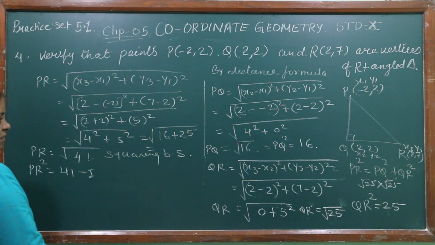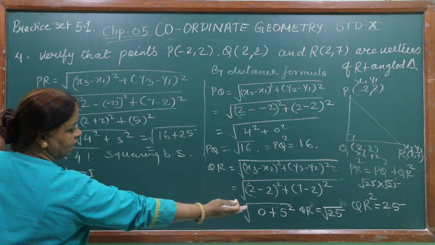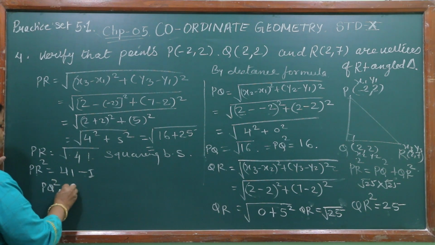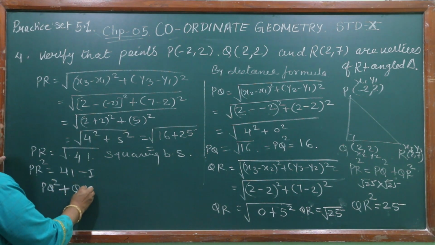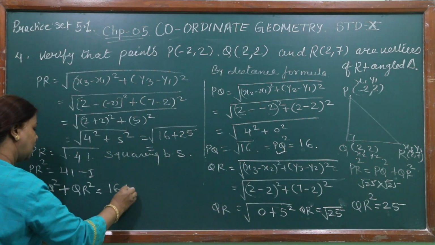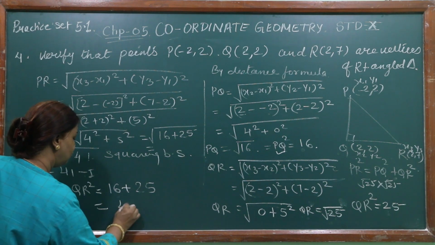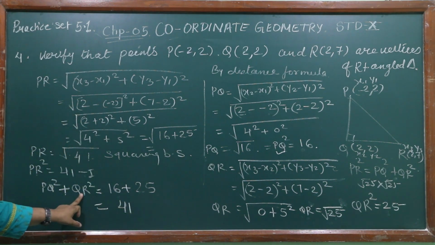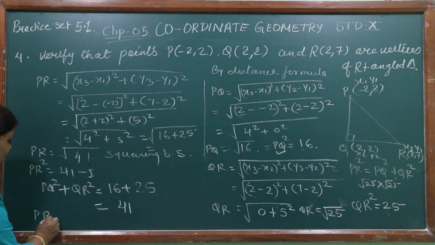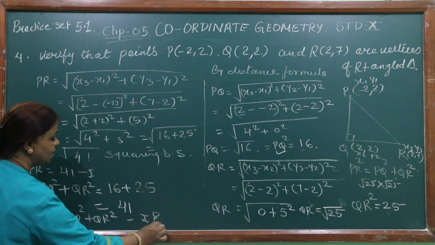Now let me write it here, children. We got PR square as 41, and let me add PQ square and QR square. PQ square is 16 plus QR square is 25, and if we add them we will get 41. PQ square plus QR square is 41, PR square is 41, both are equal. So we can say PR square is equal to PQ square plus QR square.